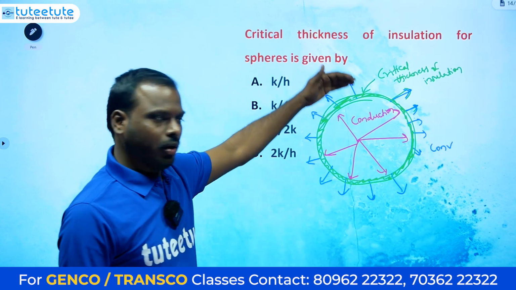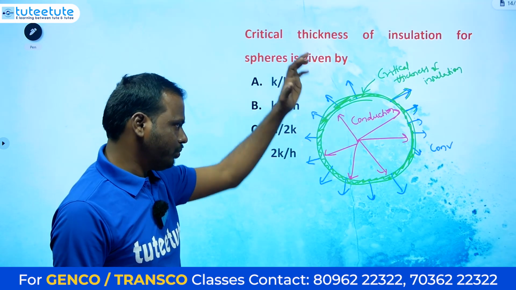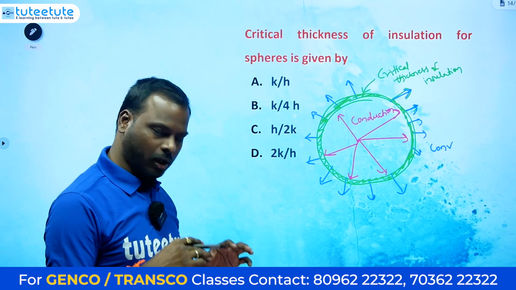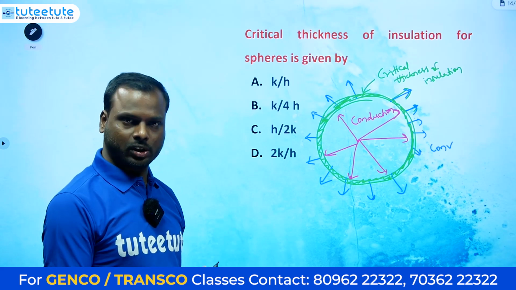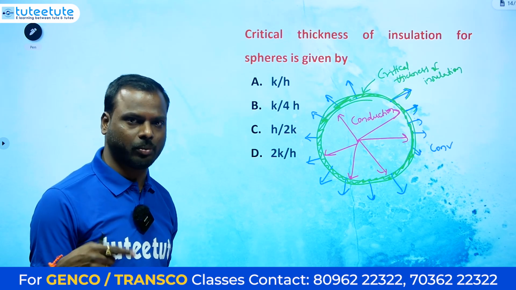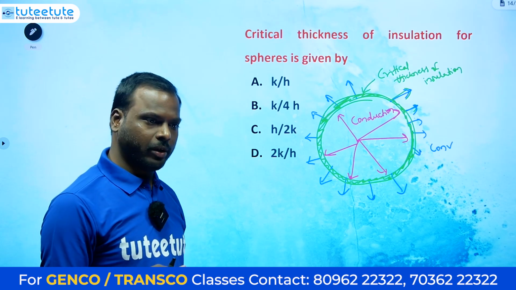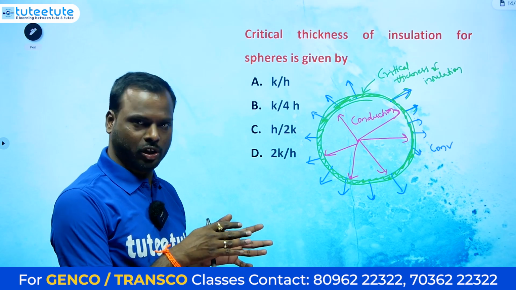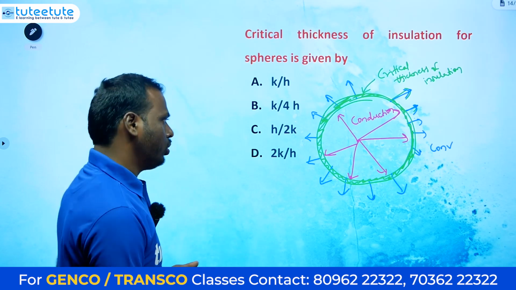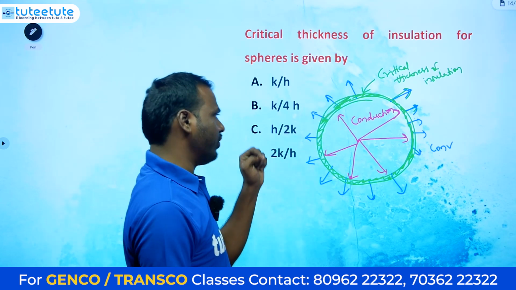Generally in boilers or in wires, we keep some thickness of insulation. We keep some insulation, sometimes in order to store the energy, in order to stop the heat transfer. So we are taking the critical thickness of insulation.